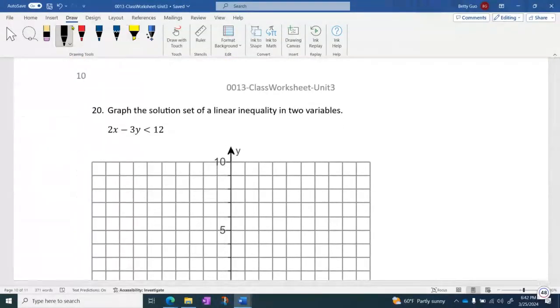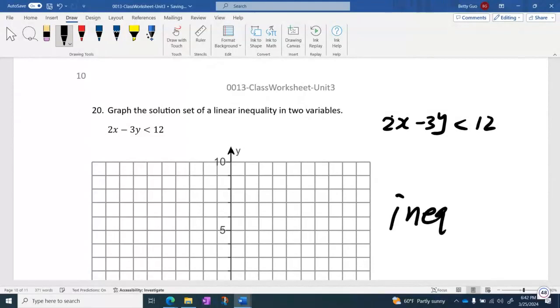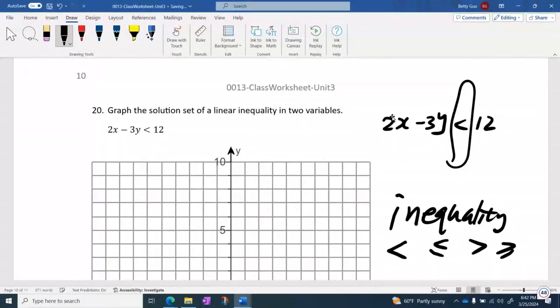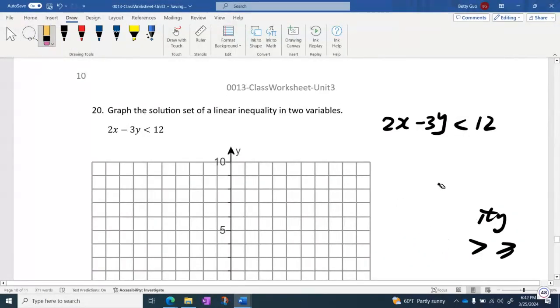Number 20. You see this inequality: 2x minus 3y is less than 12. Firstly, inequality. It must have one of the following four inequality symbols, either this, or this, or this, or this, right? We have a strictly less than. So this is an inequality. And how do I know this inequality is a linear inequality in two variables?